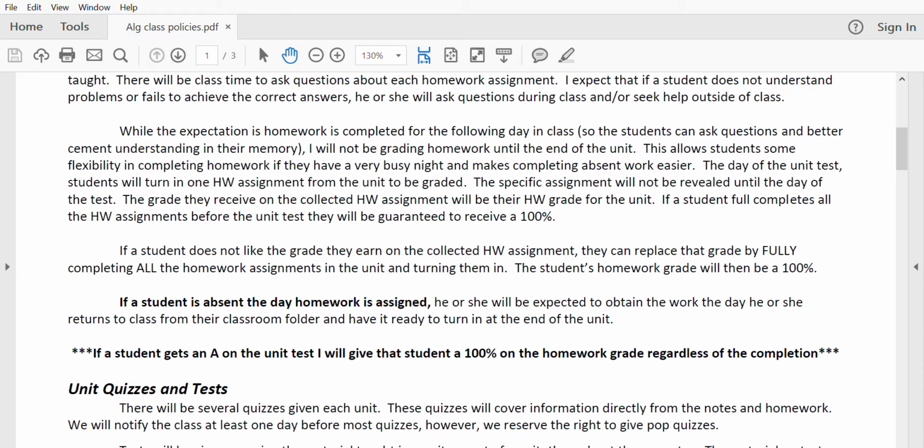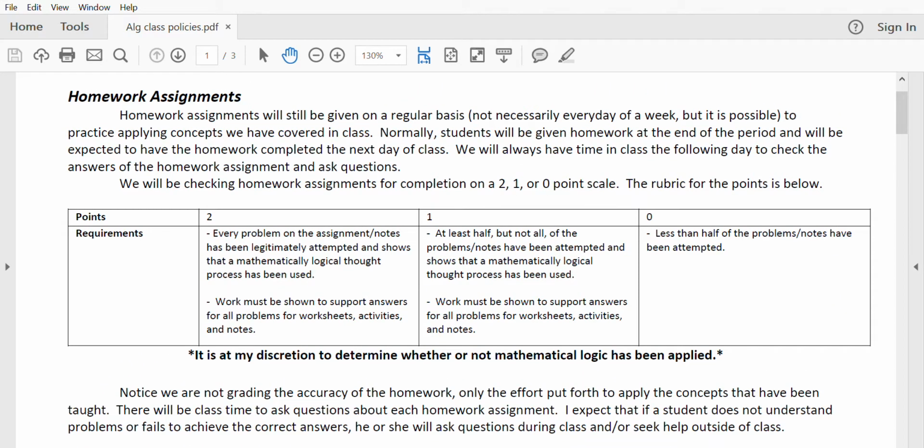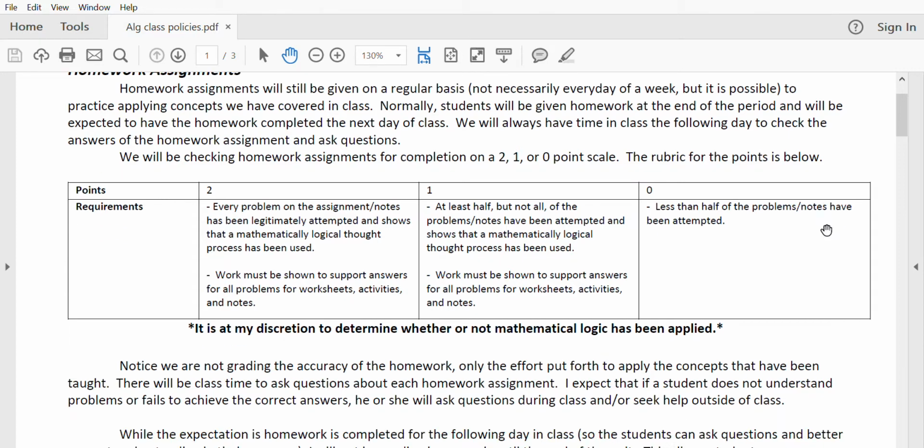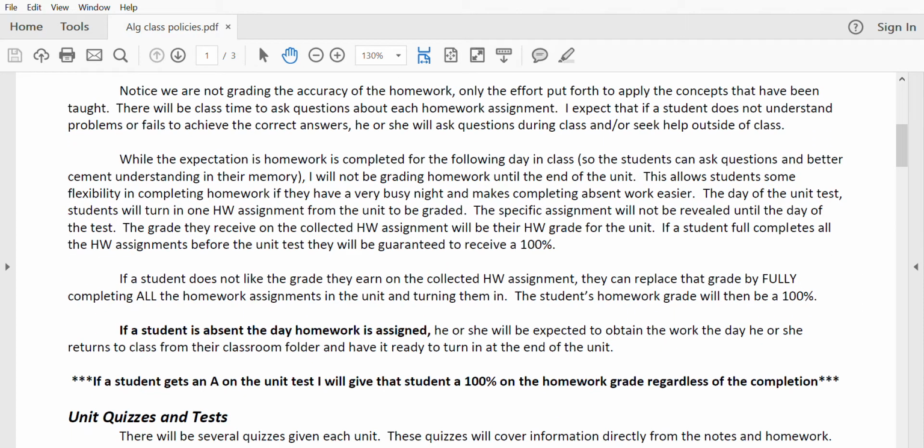All right, so let's say we have a homework check. You turn in an assignment, and you have everything done. Every problem's attempted, there's legitimate work, you'll get full credit, you'll get 100%. But let's say you didn't do all of the problems. You did less than all of them, but you did more than half. Well, you'll get partial credit. You'll get a 1, maybe 1.5 out of 2. If you did less than half of the assignments, you could get 0 points for that.